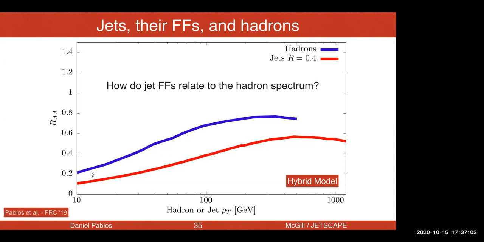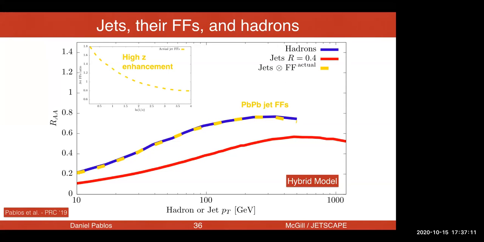Let's assume we have this calculation of jet RAA, jet suppression, and hadron suppression from the hybrid model. So now if we make a convolution between the jet spectrum and the jet fragmentation functions properly binned, of course, what we get back is the hadron spectrum for Pb-Pb and PP, and in particular the ratio. This is a ratio spectrum, RAA. Of course, this could only be this way. It's a tautology. All the hadrons belong to some jet.